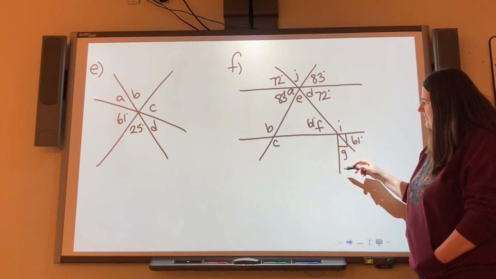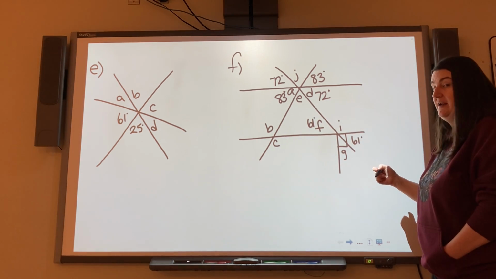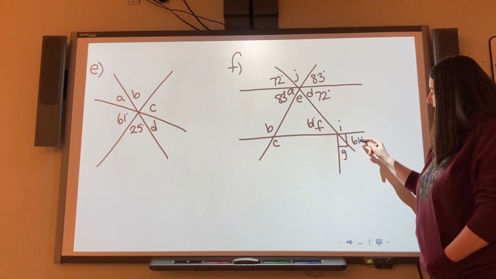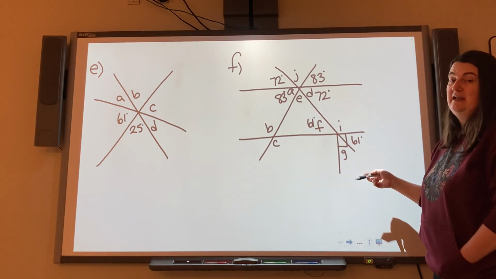Now I just need to figure out the ones that I have to do calculations with. So let's start down here. I know that this is 90 degrees. I know it's a right angle. So if I take 61 away from 90, I'll have my missing angle.